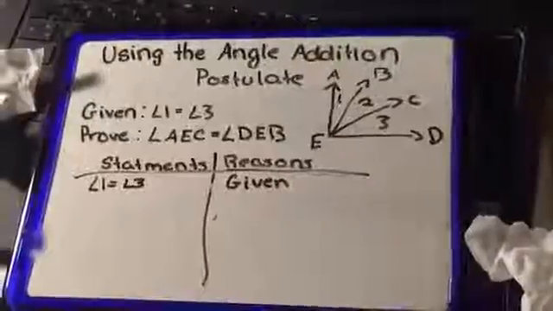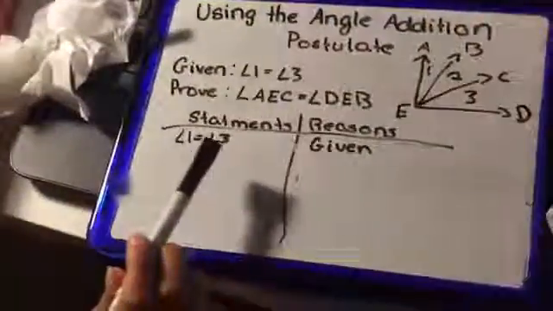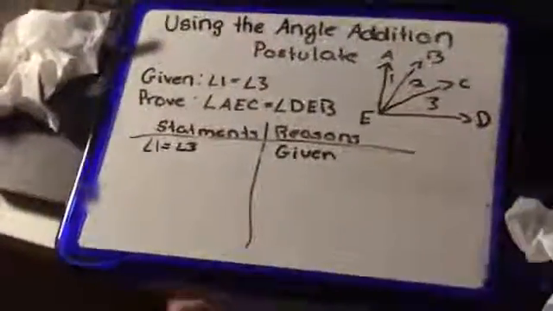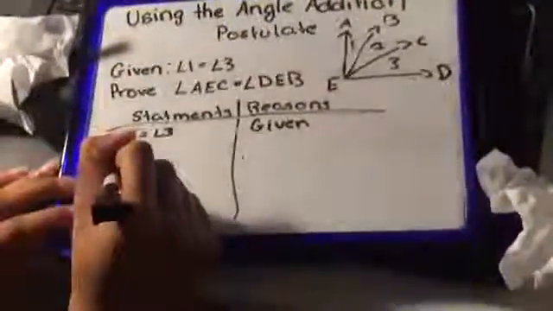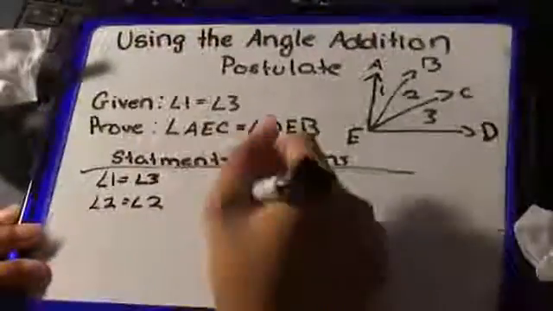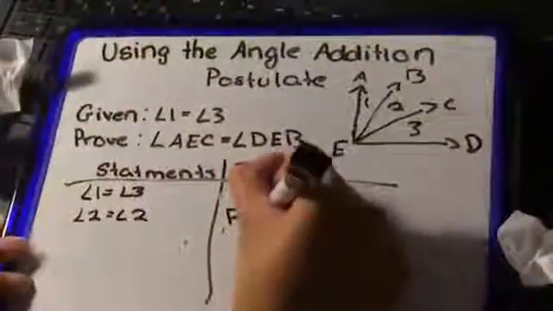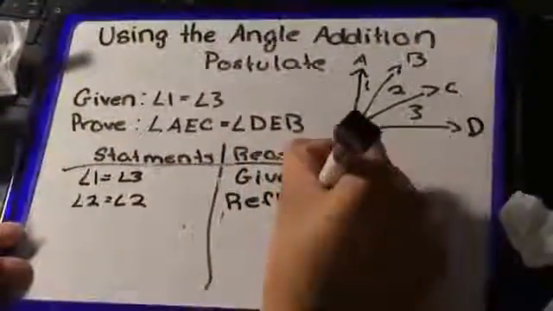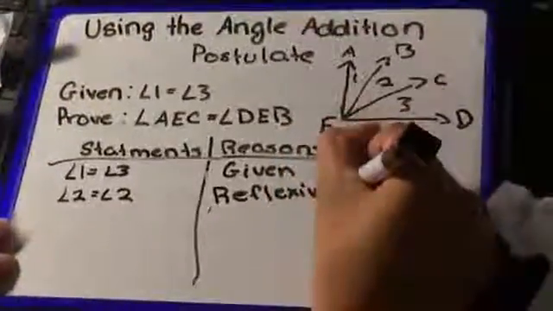So your first statement is angle 1 is equal to angle 3 because it's your given statement. Next, we know that angle 2 is equal to angle 2 because of the reflexive property, and the reflexive property states that a value is equal to itself.